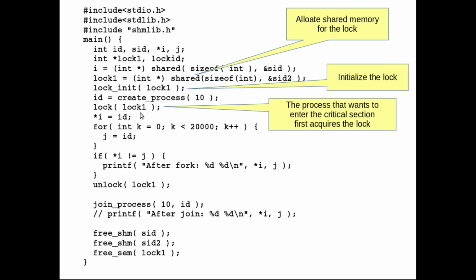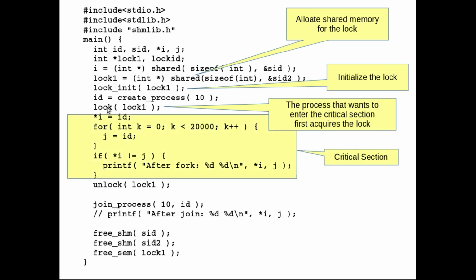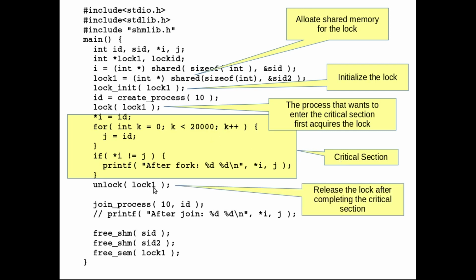After initializing the lock, a process should acquire the lock using the lock function, and after acquiring the lock it will execute the critical section, and after finishing the critical section the lock will be released. So we acquire the lock using the lock call, and we release the lock using the unlock call. Before entering the critical section, the process should acquire the lock, and after completing the critical section, the process should release the lock.